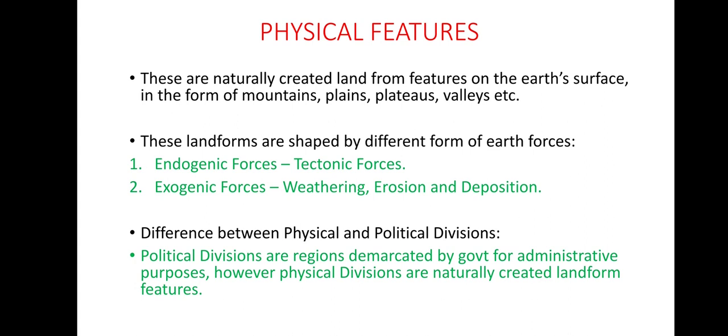Now, in chapter 1, we have discussed the political divisions. Political divisions means the regions which are demarcated by government for administrative purpose, that means for running the administration. So in chapter number 1 we have discussed the states and union territories. So what is the difference now? Political divisions are the administrative divisions, and physical divisions are the naturally created features.